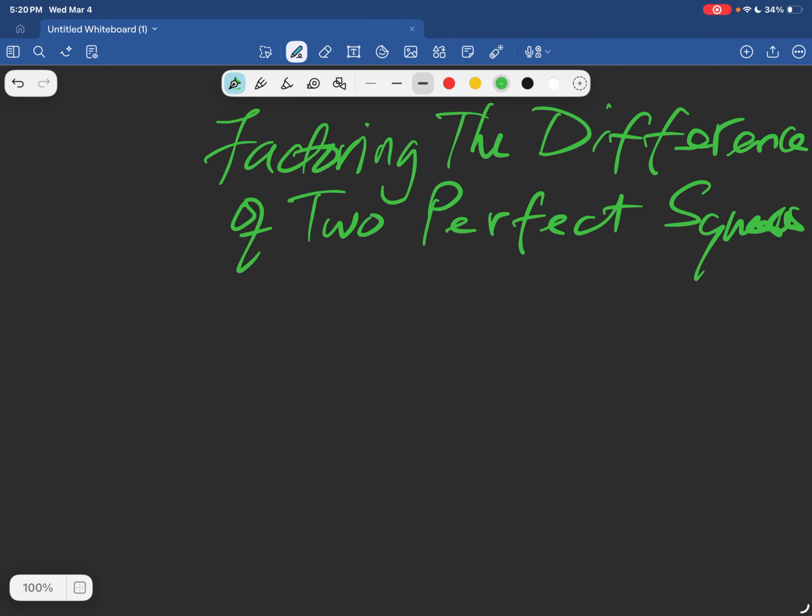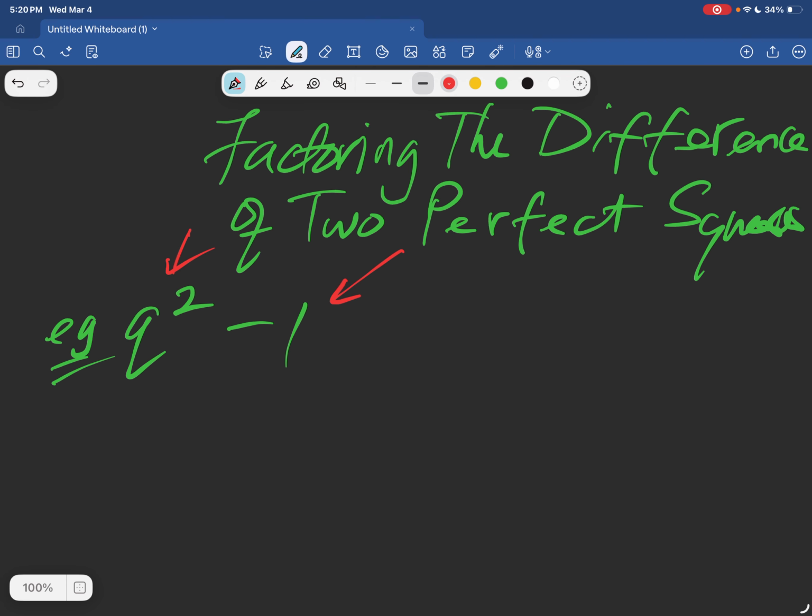Here's an example of this one. q squared minus 1. If you're given q squared minus 1 and you need to factorize it, what you must do is recognize that q squared is a perfect square because it's a variable with an even exponent. And of course, we all know that 1 is a perfect square.